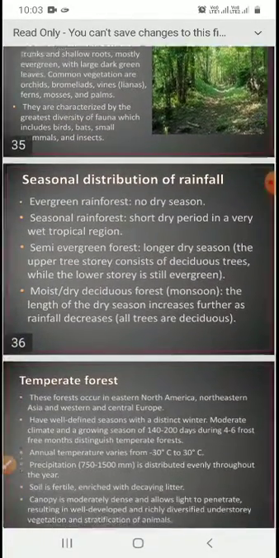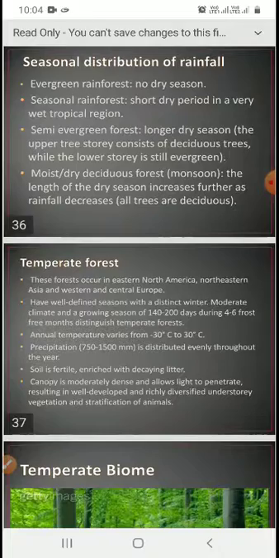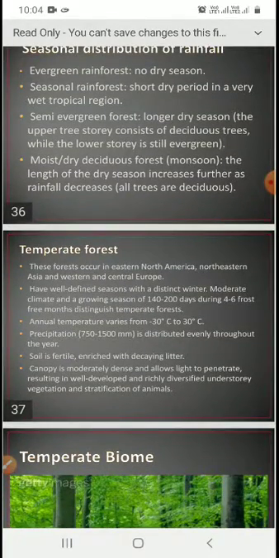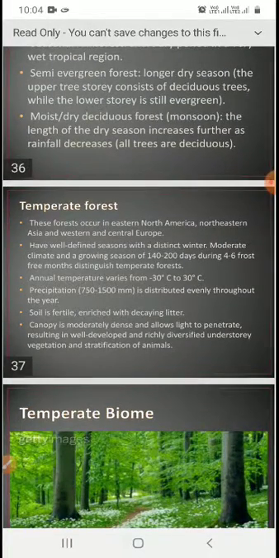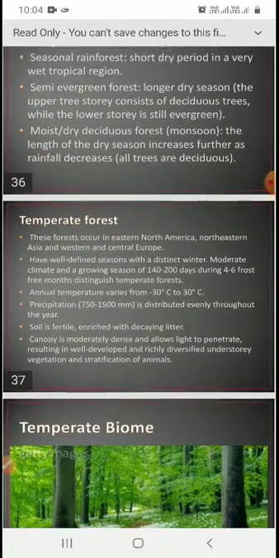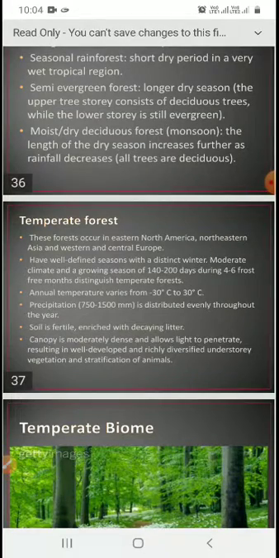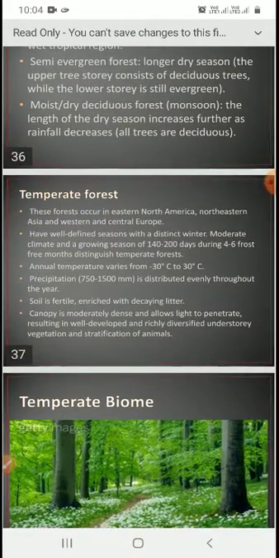Next is seasonal distribution of the rainfall. Evergreen rainforest: no dry season. Seasonal rainforest: short dry period in a very wet tropical region. Semi-evergreen forest: longer dry season, the upper story consists of deciduous trees. Moist dry deciduous forest: the length of the dry season increases further as the rainfall decreases.